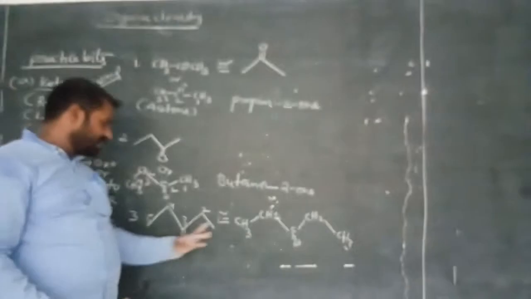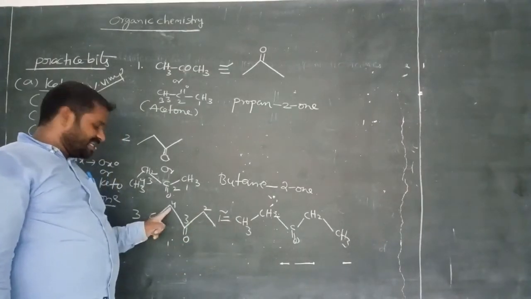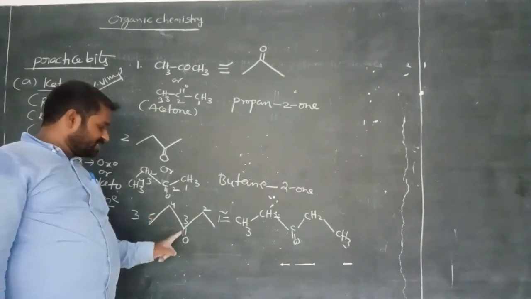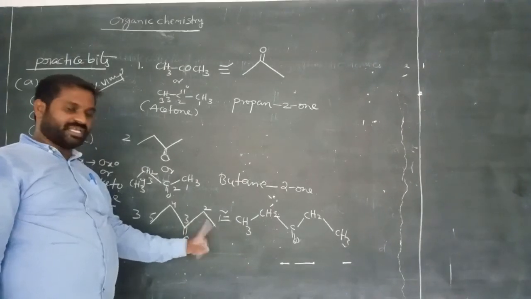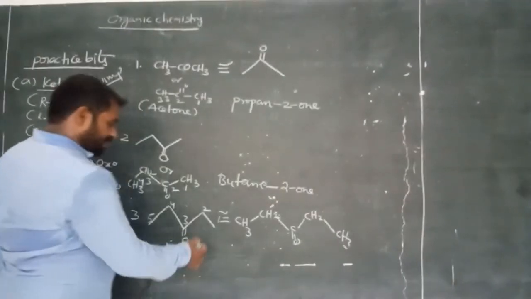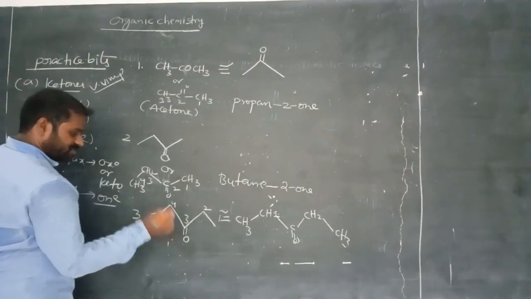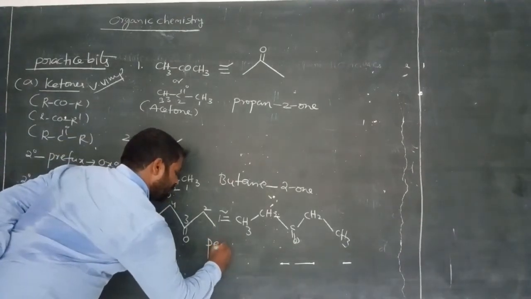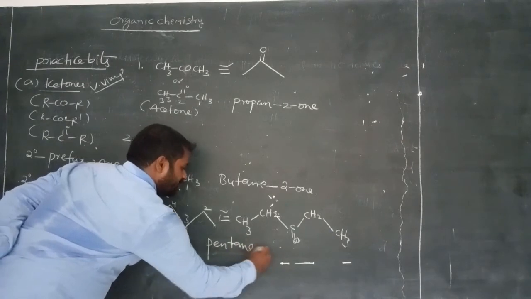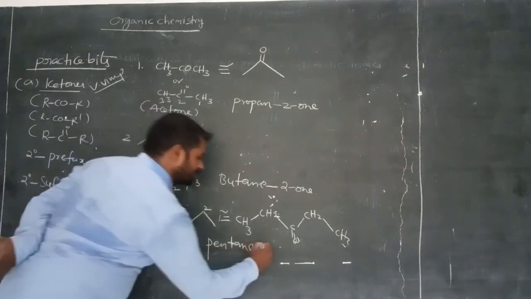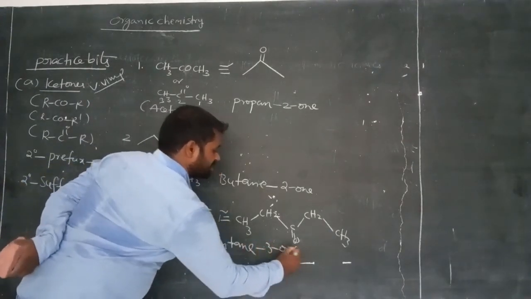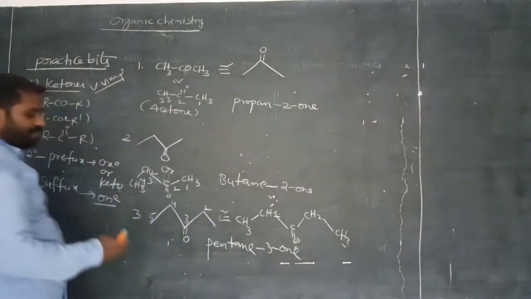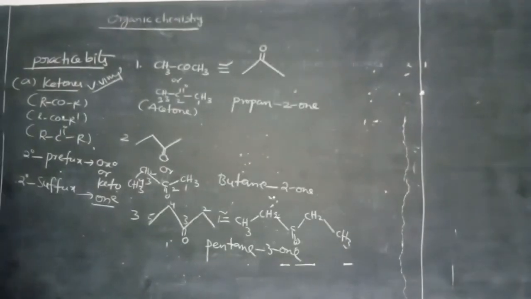Okay, both are similar structures. CH3, this corner represents CH2, C double bond O, CH2, CH3. Now give the numbering 1, 2, 3, 4, 5. The long chain consists of 5 carbons, so it is pentane. The keto group is at which carbon? Third carbon. So pentan-3-one. This is the IUPAC name. Clear?